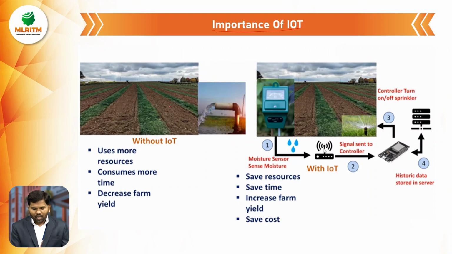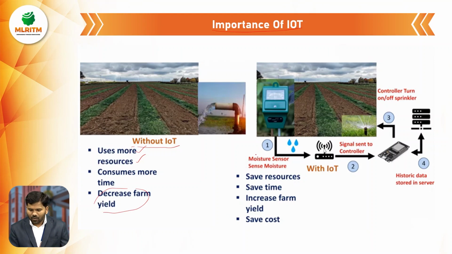Here, if you observe a farm field without IoT, the farmer needs to go to the field and switch on the motor. If the moisture is very low, then the farmer has to visit the field and switch on the motor. This uses more resources, consumes more time, and maybe the farm yield will decrease, right?